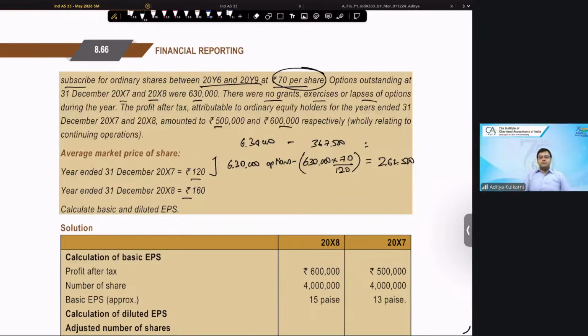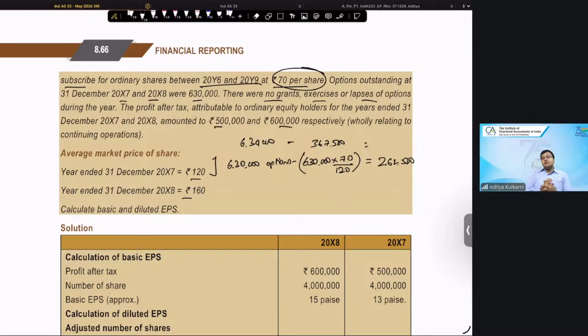Yes or no? Karthik, Shailendra, Swaminathan, Lavanya, all clear? Yes, sir. So when the option holder will subscribe to this option and pay 70 rupees for 6,30,000 shares, it will amount to issuance of 2,62,500 bonus shares. Correct? And these bonus shares are what you are going to consider for the purposes of diluted EPS. You will not consider 6,30,000 entirely.